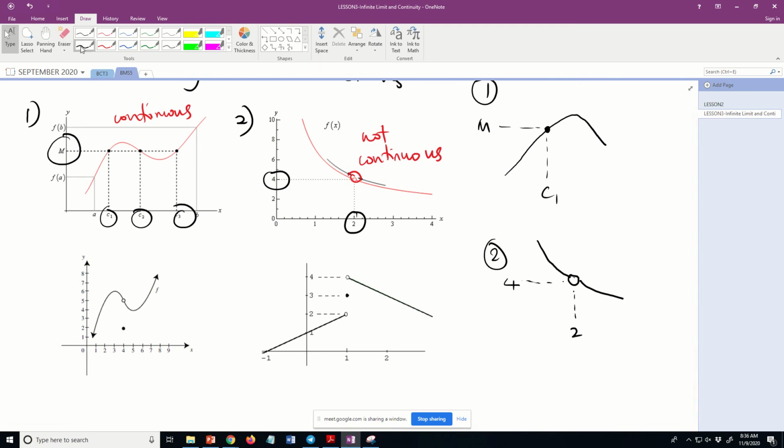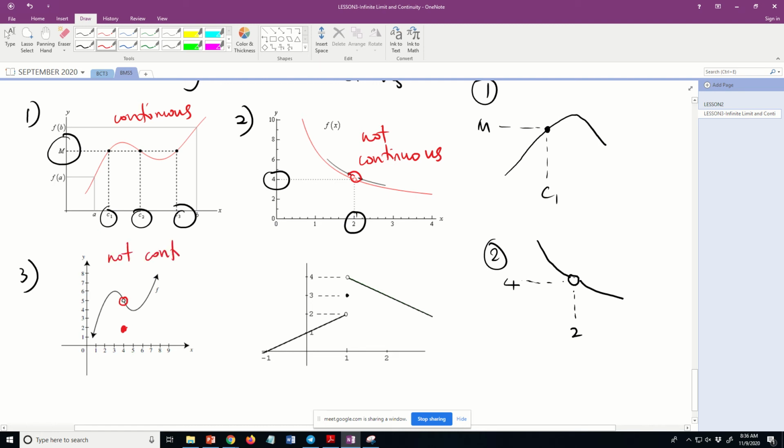Okay, number 3. Again same thing. Kalau kita tengok curve ni dia pergi, lepas tu dia sini dia kosong. Lepas tu dot ini pula ada dekat bawah ni. Maksudnya apa? Maksudnya ini pun not continuous because apa? Dia punya dot ini duduk ke bawah. Ini pun sama. Ini pun not continuous.